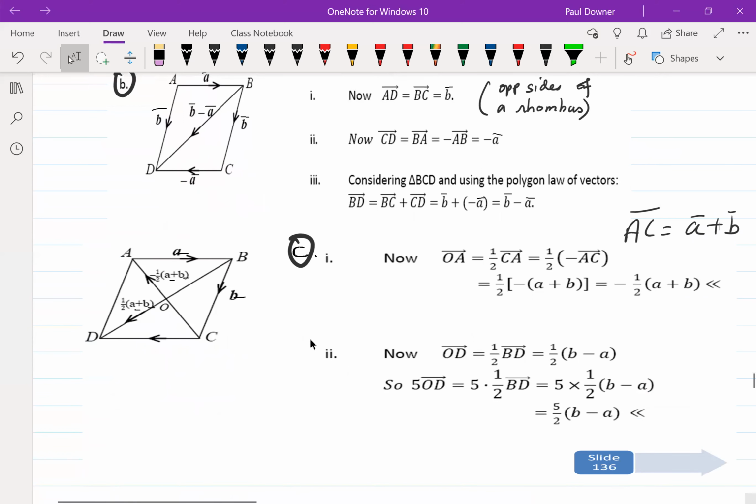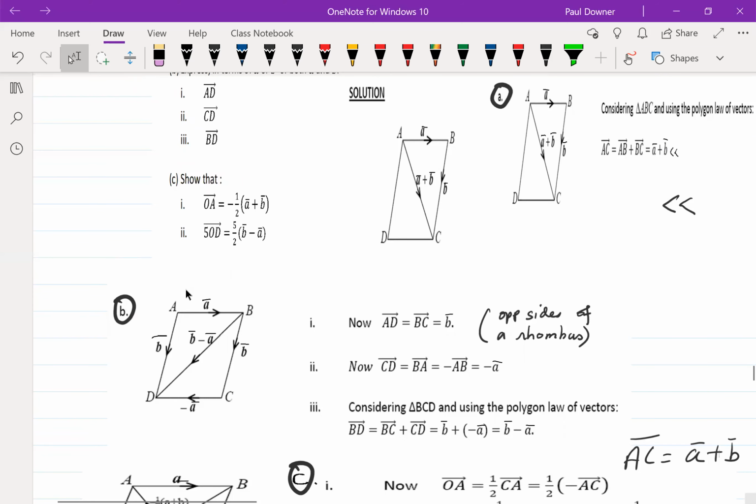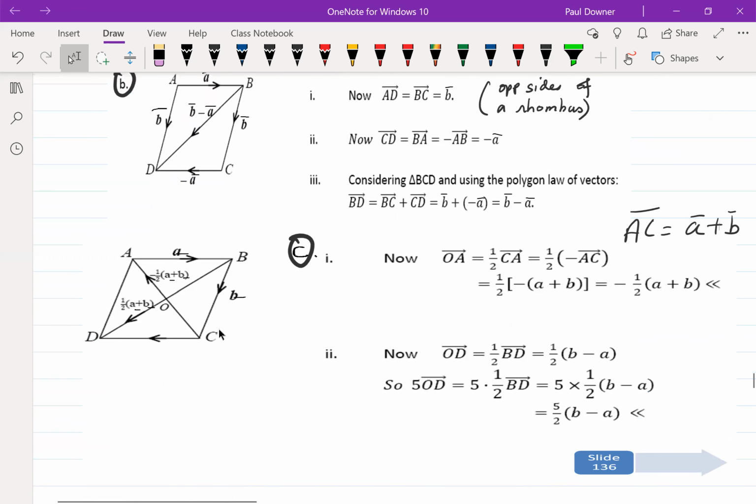The last one they wanted us to prove is that 5 OD is 5 over 2 into B minus A. So what we're going to do is work out OD, and then the answer we get, we're going to multiply that by 5, and we'll see if we get this answer. If we do, well, then we would have proven what they asked us to prove. So let's work out OD by looking at our diagram again, right? OD now is going like this.